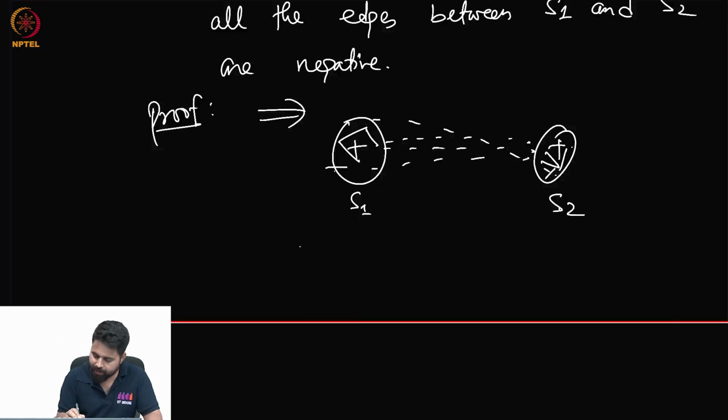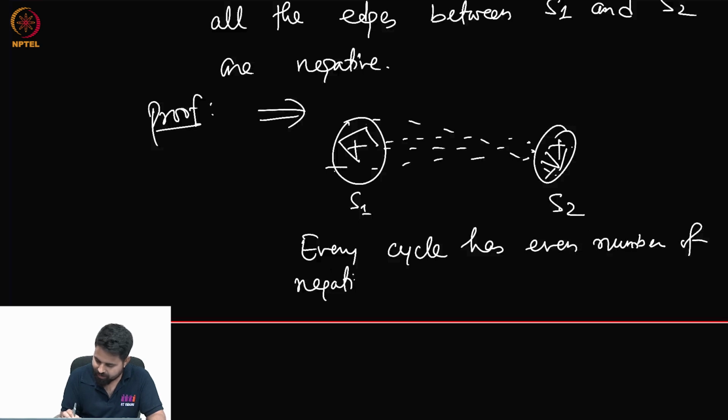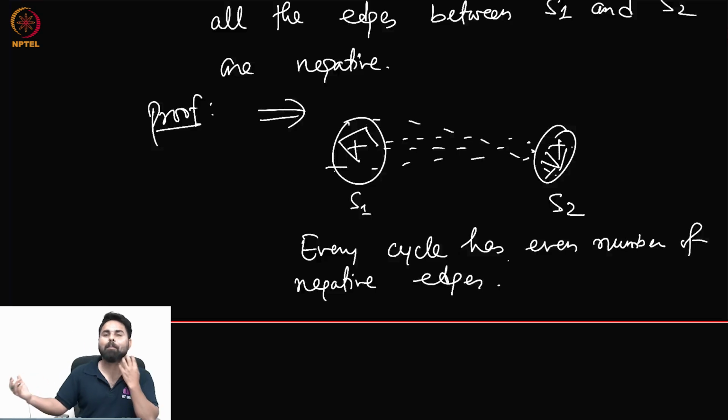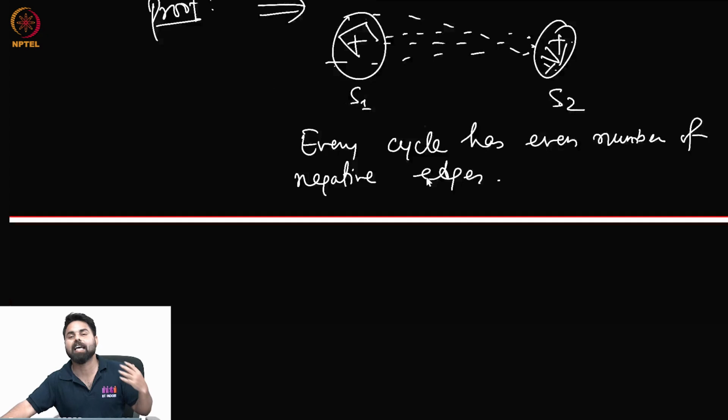So every cycle here has an even number of negative edges. Very, very simple case. Now let us take the opposite one. Suppose every cycle has an even number of negative edges. Basically, every cycle is balanced. Then how can we have such a partition?